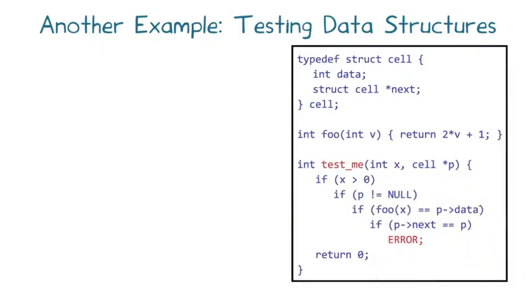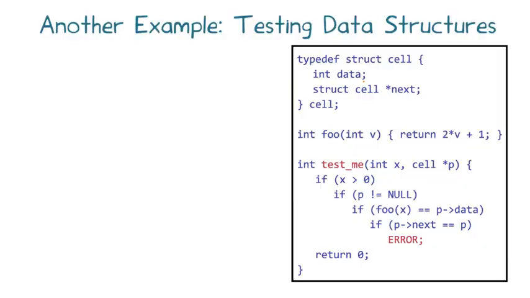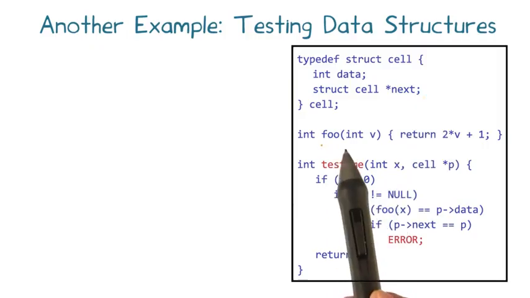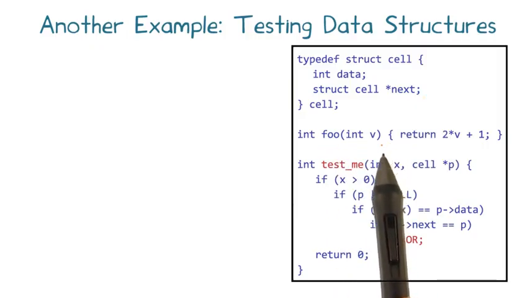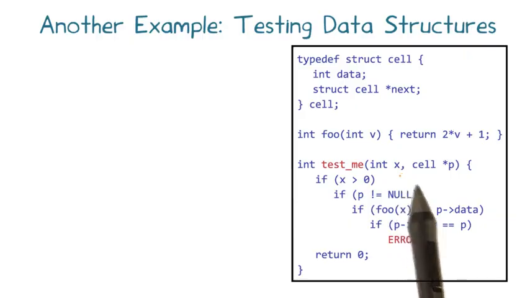An error could be difficult to reach via randomness alone. In this example, we have a data structure which models a linked list in C++-like syntax. We define the type cell to consist of an integer field named data and a pointer to another cell named next. We next define the function foo, which takes an integer v as its argument and returns the integer 2 times v plus 1.